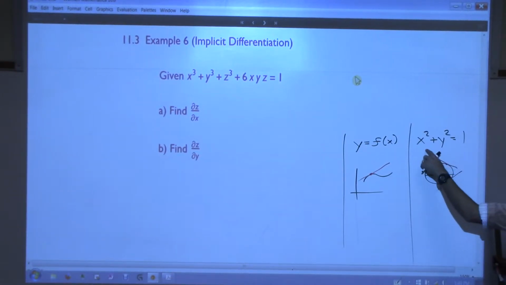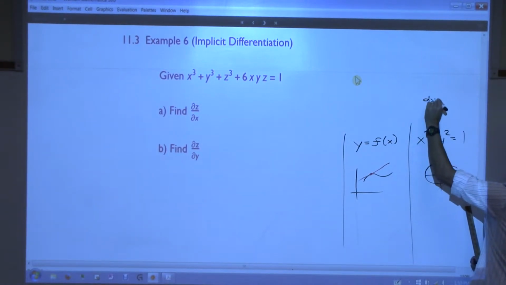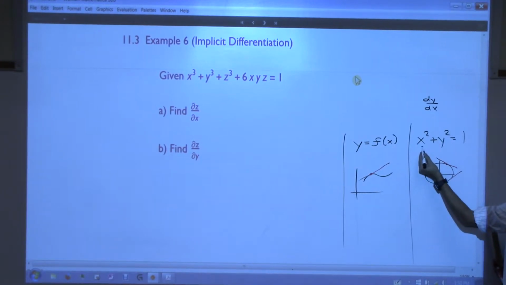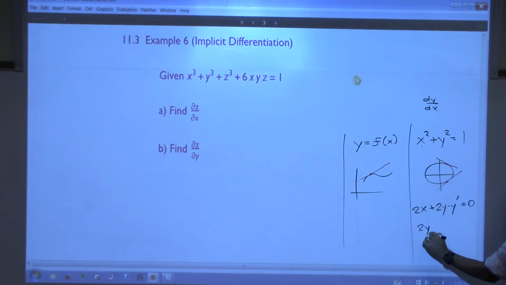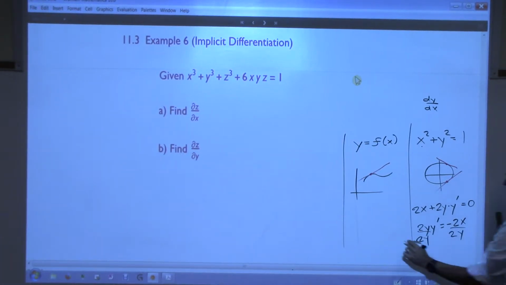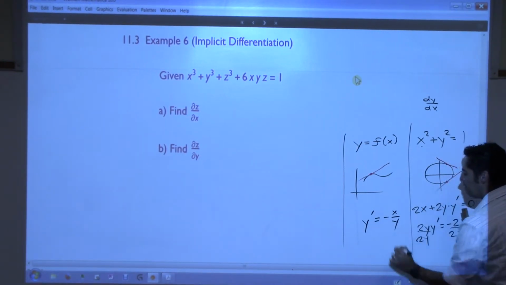Can anyone tell me what the derivative of this is implicitly with respect to x? So what's the derivative of y with respect to x here? What would we do? Derivative of this is 2x. Very careful here. What's the derivative of y squared? 2y times y prime, or dy dx, depending on your instructor. I'm going to say y prime. And then equals derivative of 1, which is 0. And then you move things around. 2y y prime equals negative 2x. You divide through by 2y. This looking familiar? And you get y prime is equal to, what is that? Negative x over y. Right?